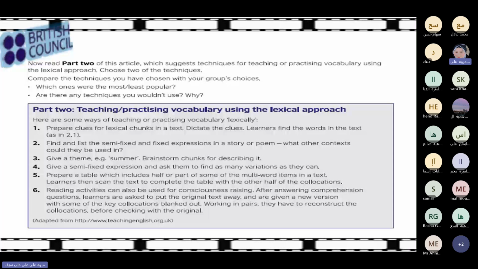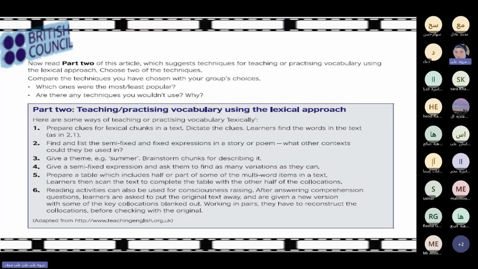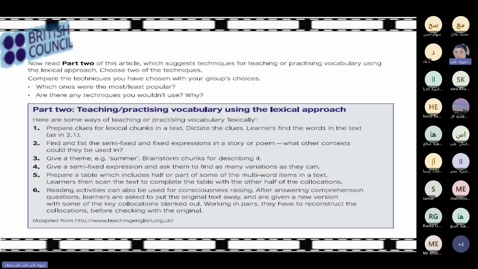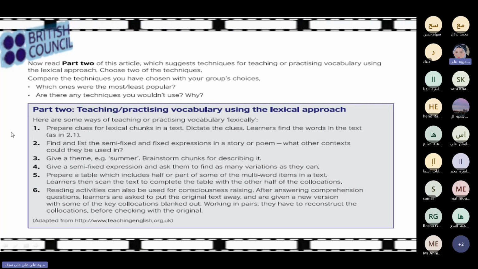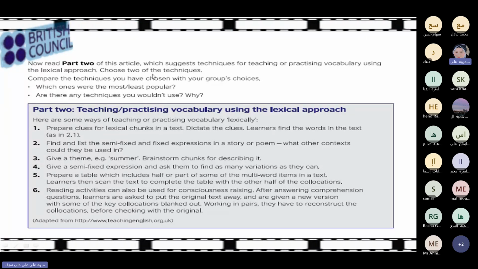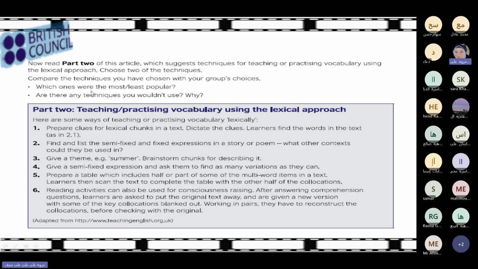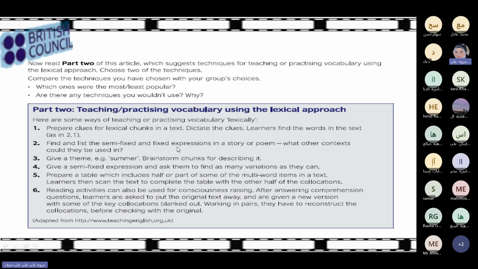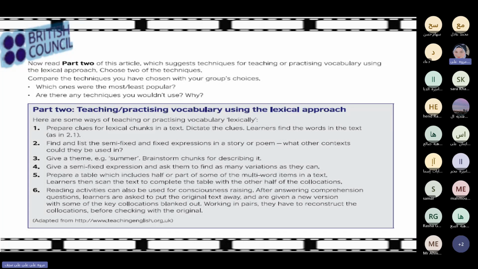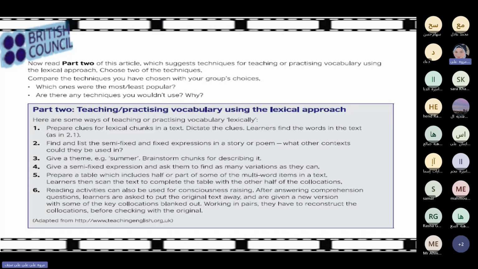The title of this part is part 2, teaching and practicing vocabulary using the lexical approach. You will read the strategies, the techniques, and you will tell me, thinking together in the group, about two of these techniques. You choose two of these techniques and discuss together which ones were the most or least popular, which ones all of you agree on choosing, for example, or two techniques that nobody chose in the first place.